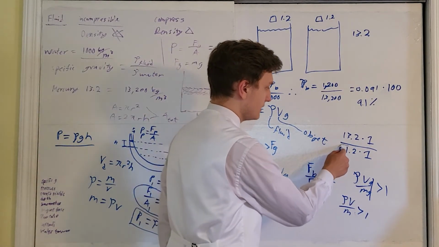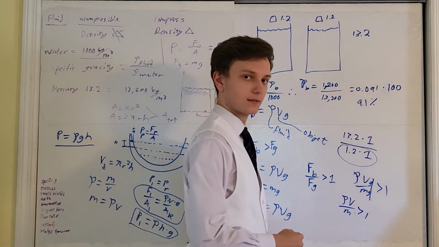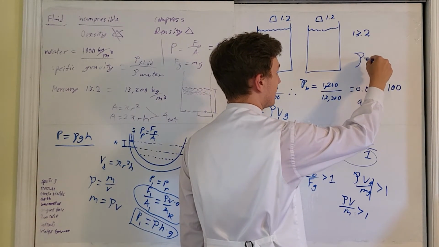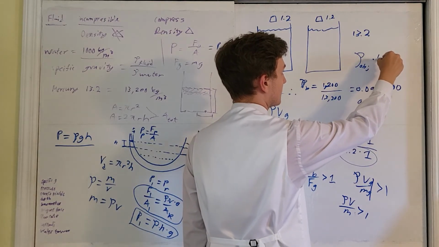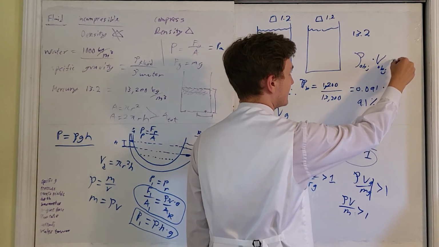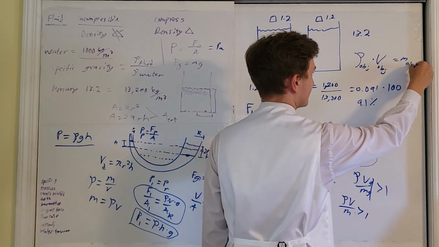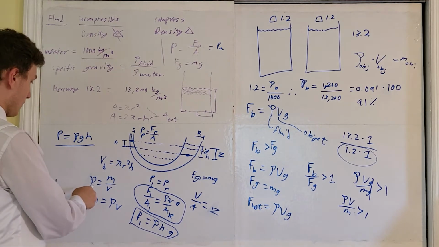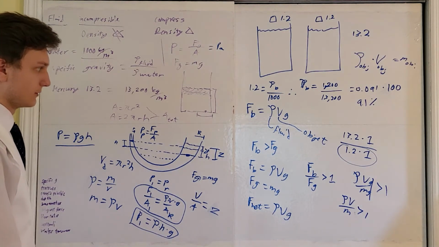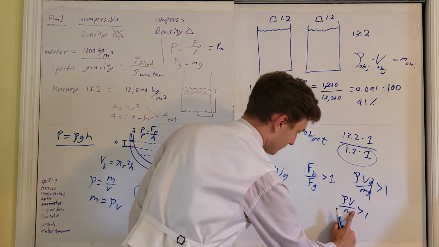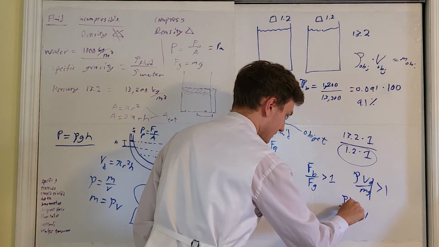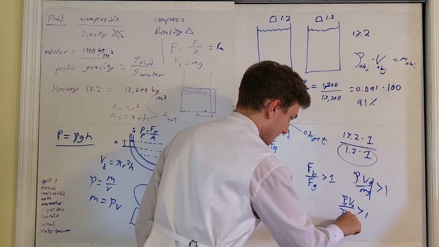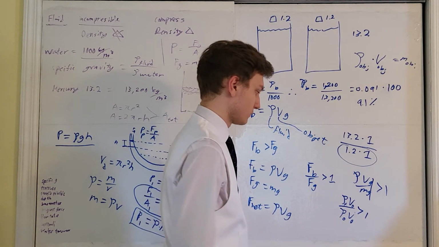Okay, now what did I do here? This isn't mass. Oh, but it is. Because the density of our object times the volume of our object equals the mass of our object, because of the density equation, rho equals mass divided by volume, okay? So this can be rewritten as density of the fluid times volume of the object over density of the object times volume of the object equals 1.